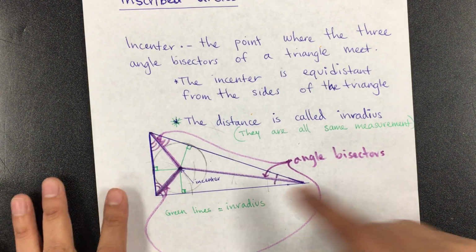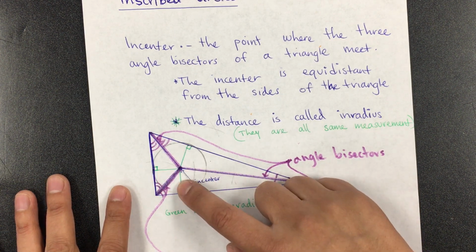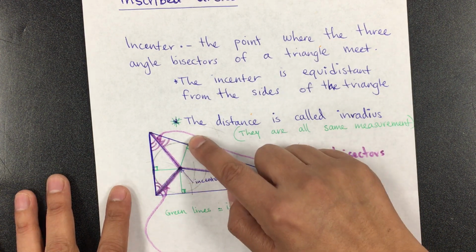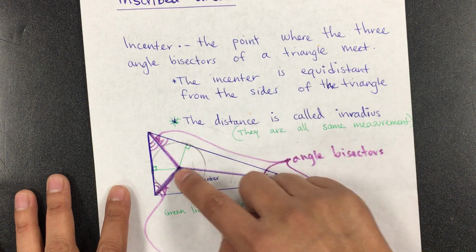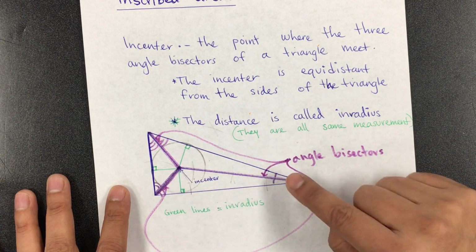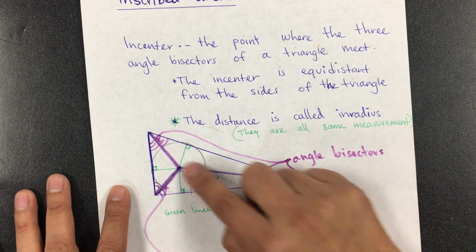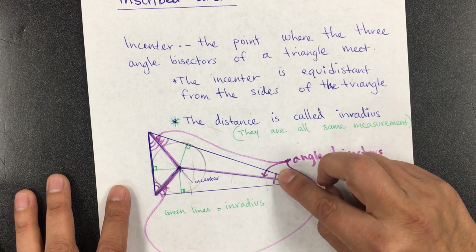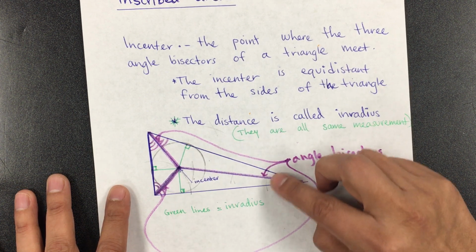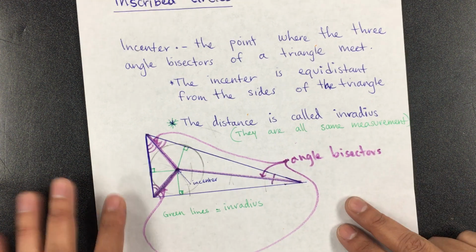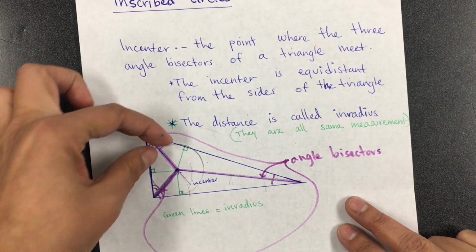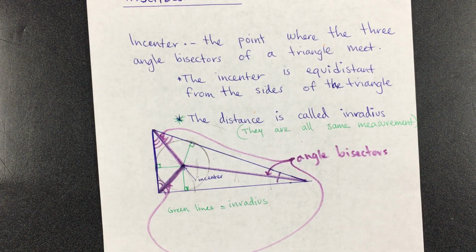So these are equidistant. Very important to know that. That's what we're going to be working with. The green parts are equal measurement. Also, because these are angle bisectors, it means that it cuts the whole angle into two equal parts. So these two angles are congruent. These two angles are congruent. These two angles are congruent.